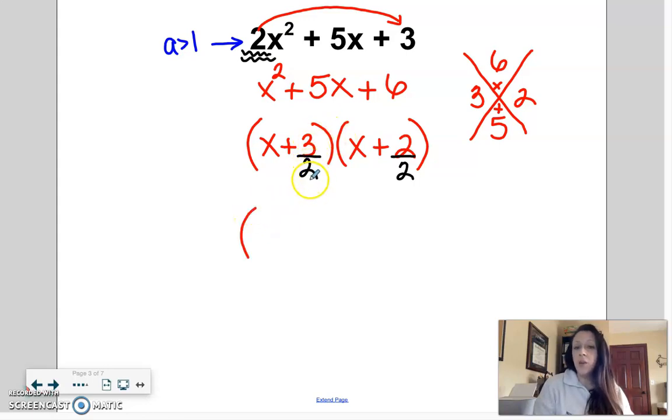Does 3 divide by 2? No, it does not. So I'm going to take this number, since it doesn't divide, and I'm going to slide it to the front. Slip and slide, right? So we do the slip at the beginning, and we're doing the slide now.